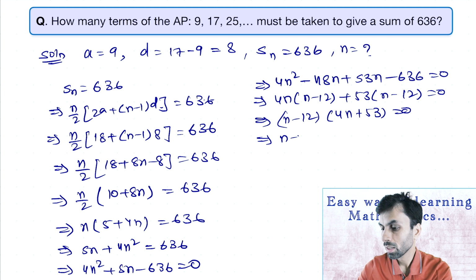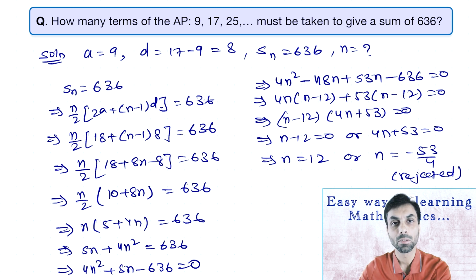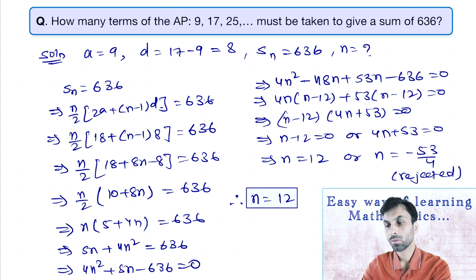That means n minus 12 will be 0 or 4n plus 53 will be equals to 0. That means from here n will be equals to 12, or from here n will be minus 53 upon 4, which is rejected as the term cannot be negative or fraction. So therefore the value of n will be 12. So that means there will be total 12 terms to get the sum 636.